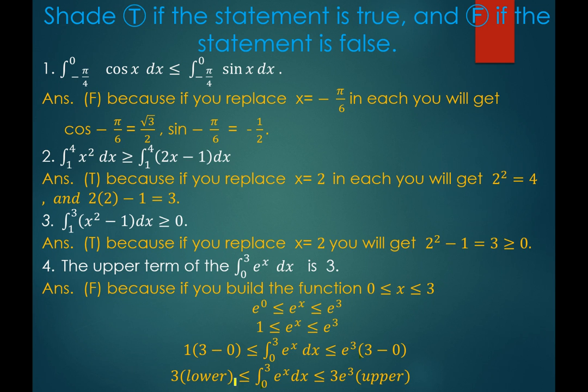which is the lowest. And just keep it as it is, and then you will get 3 minus 0 is 3 multiplied by e to the power of 3, to get 3e to the power of 3, which is the upper. And he said that the upper is 3 only. It should be 3e to the power of 3. This is the lower. Because of that, it is false.